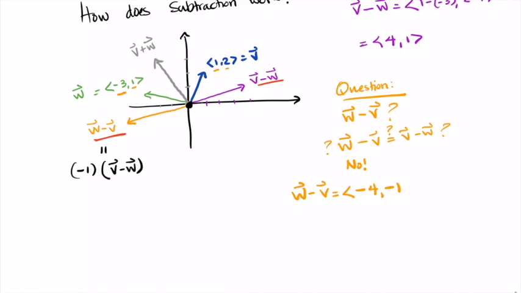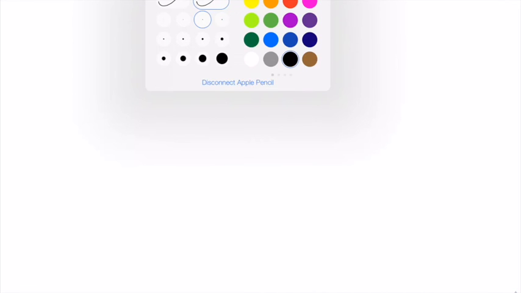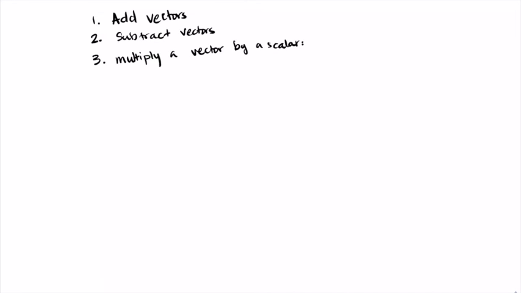Now I want you to notice something. -1 is what we call a scalar. It's a constant. It's not a vector. And v minus w is a vector. So this brings us to the other aspect of arithmetic, which is that we can multiply. So let's summarize what we know so far. One, we can add vectors. We can subtract vectors. We can multiply a vector by a scalar, which we haven't really covered yet. So let's go over that.